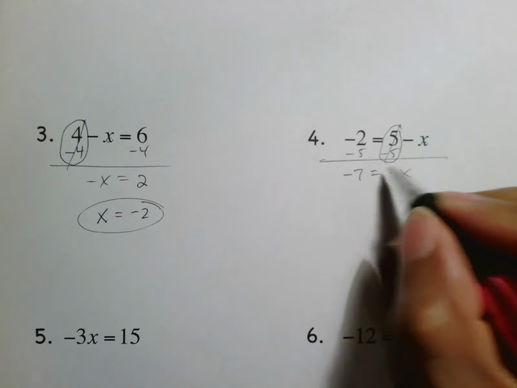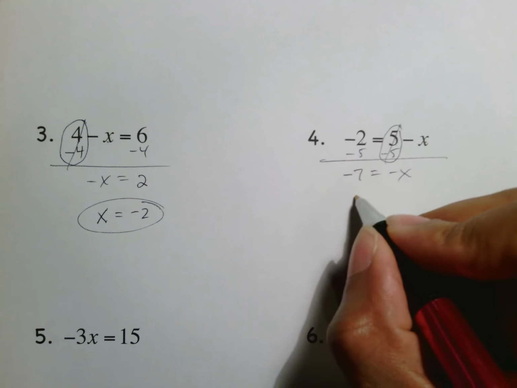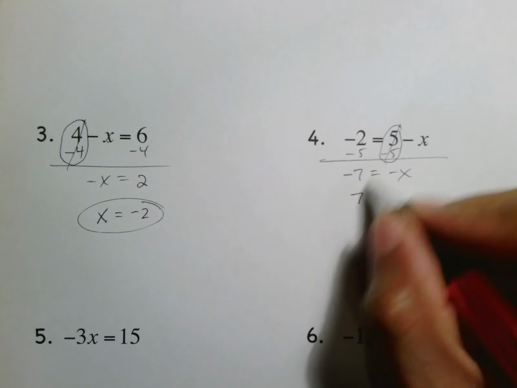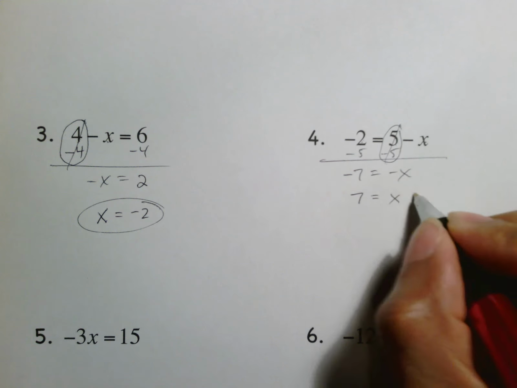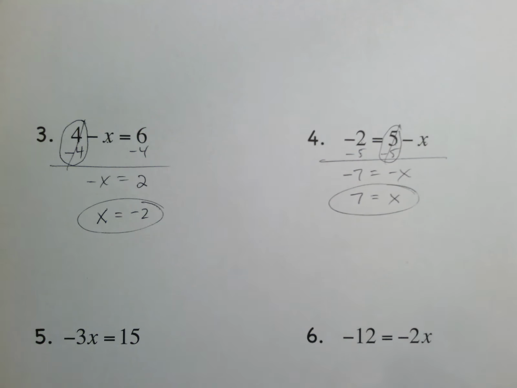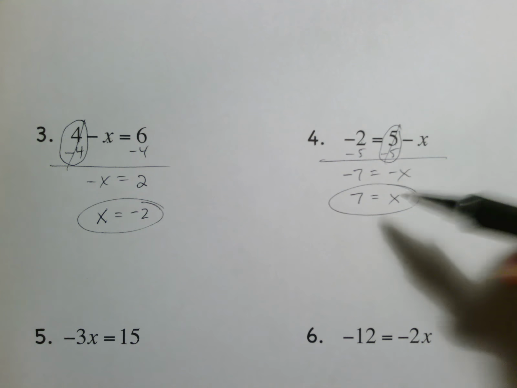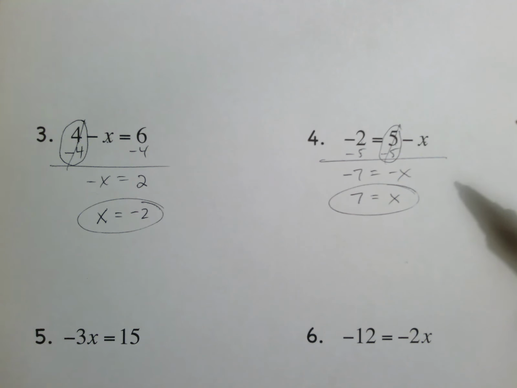Now that I have a negative x, it means I need to switch its sign, but I need to switch everything, which means the 7 gets flipped around. Equals stays equals, because we'll learn later that it is actually flipping, it just looks the same, and x becomes positive. So my answer is x equals 7.